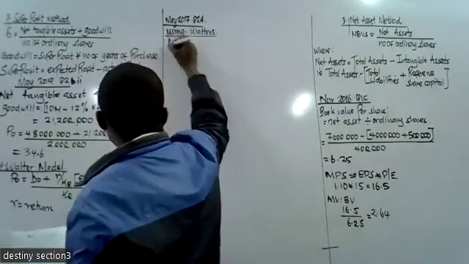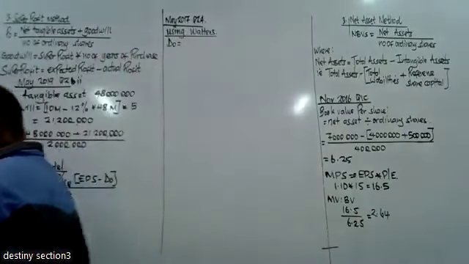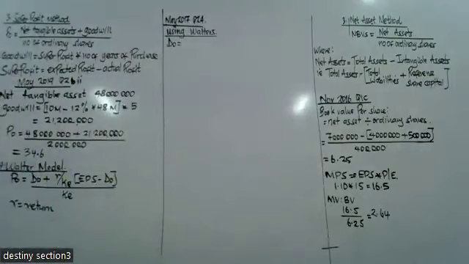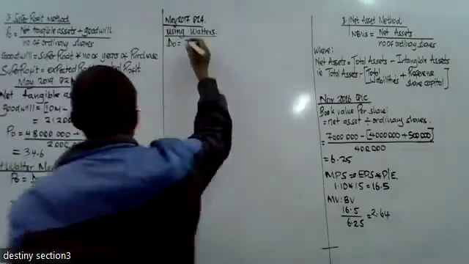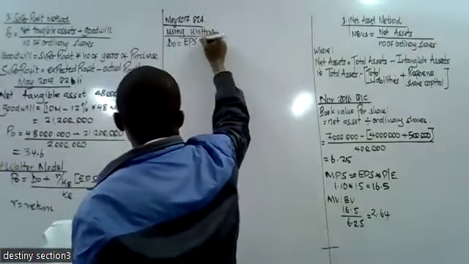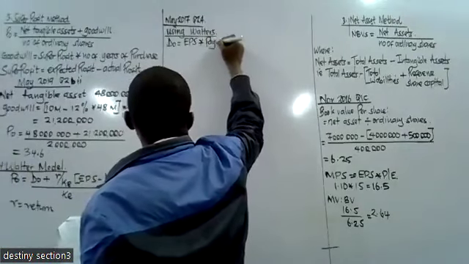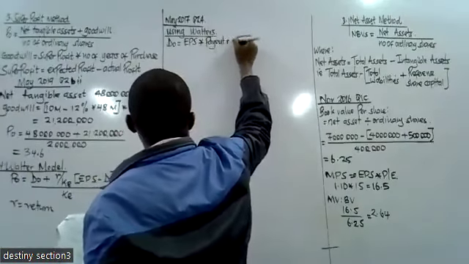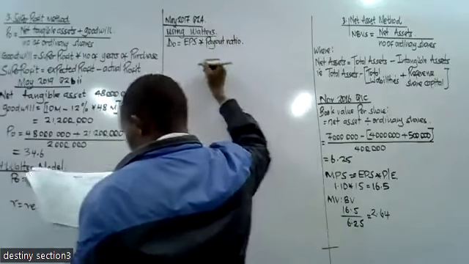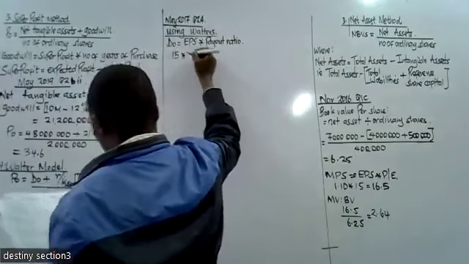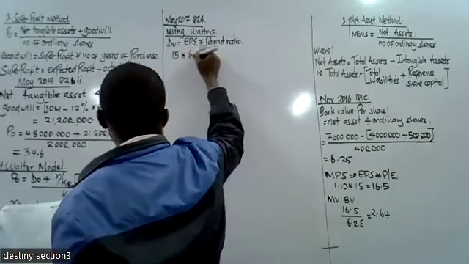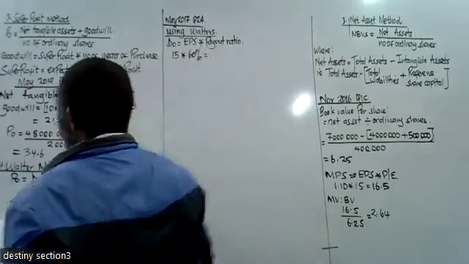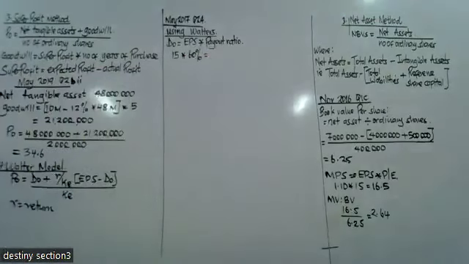We have our dividend. If they give you EPS and a retention ratio, you can get the dividend. This will be your EPS, you multiply by what? By payout ratio or by retention rate? Multiply by payout ratio. Your EPS is 15. If your retention ratio is 40%, your payout ratio must be 60%.